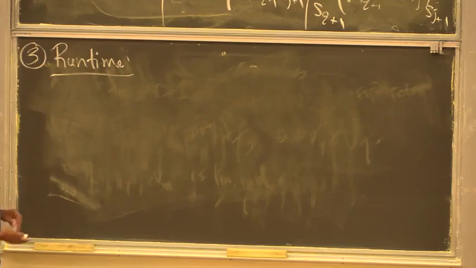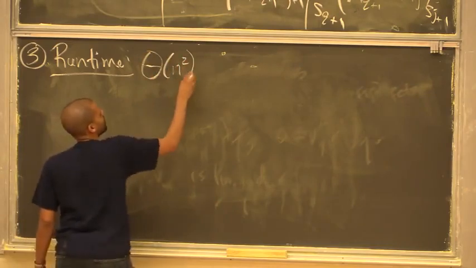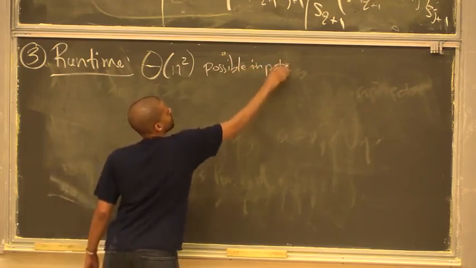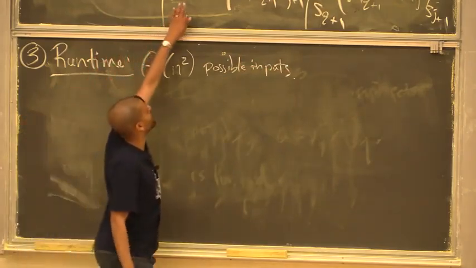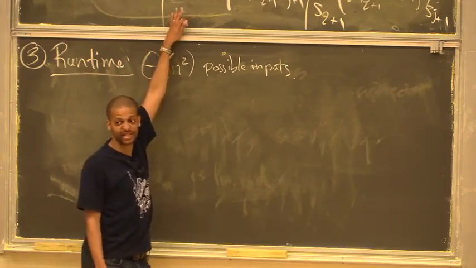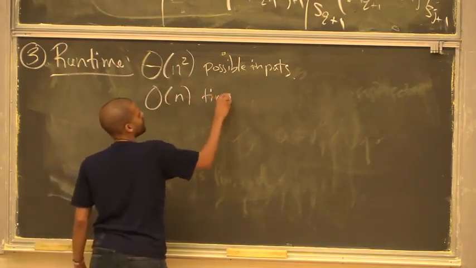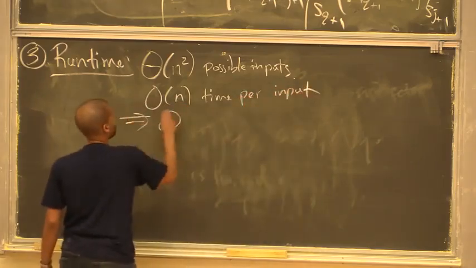Because basically the number of inputs is at least n choose 2, and that is already omega n squared. So theta n squared possible inputs. The time per input is certainly at most n, because we're looping over an interval of length j minus i, and j minus i is at most n. So you could say it's O of n time per input, which implies, in total, O of n cubed time.